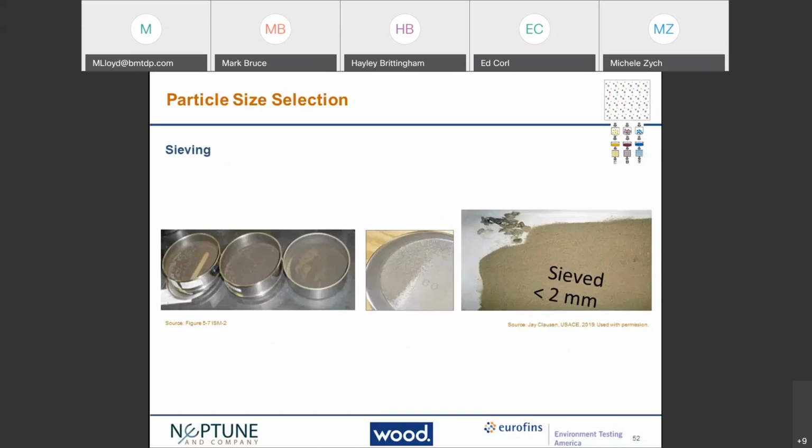Now, after we've broken up the soil clumps, when it's appropriate, we will run through particle size selection using sieving. And one common example of that is to use a number 10 sieve to remove all particles that are greater than 2 millimeters in size. And that produces what is sometimes referred to as operationally defined soil. There are other types of sieves, other sieve sizes that can be used for other project objectives. There are some projects where it's not appropriate to do particle size selection at all.